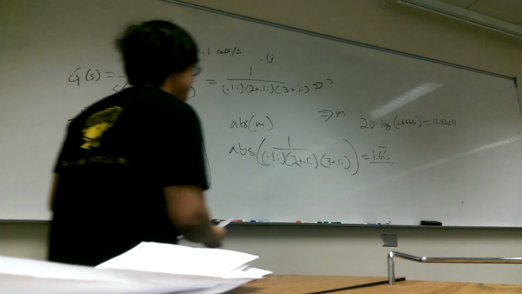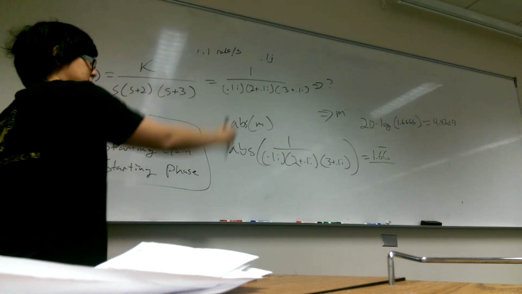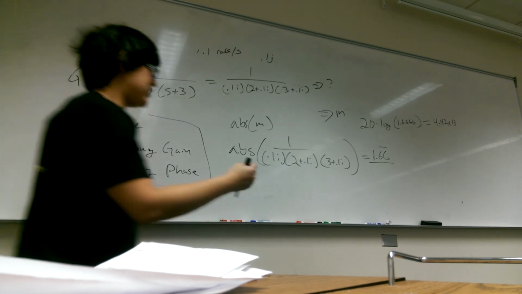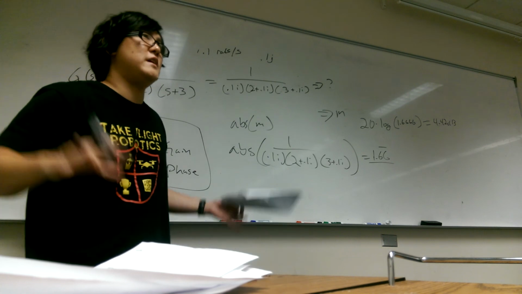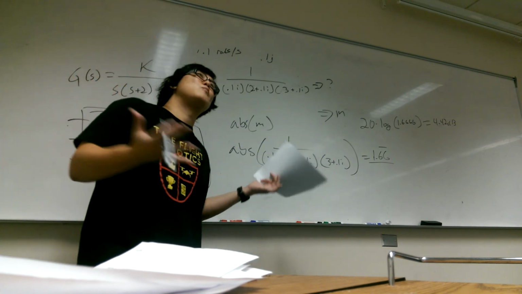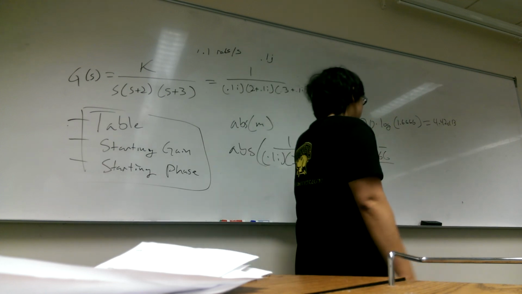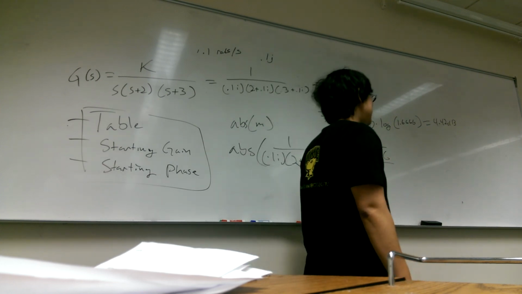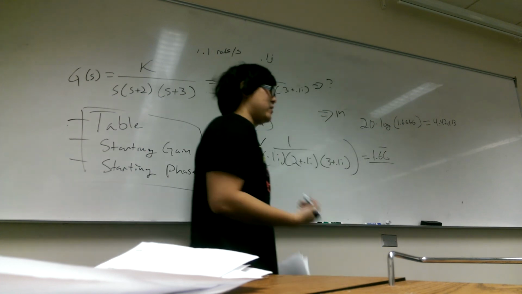Now let's start with our magnitude table. The first part of our magnitude table is finding our initial gains. We found our initial gains. It's 1.66. So can anyone tell me, this is a good type of word problem. At a frequency of 0.1 radians per second, right?